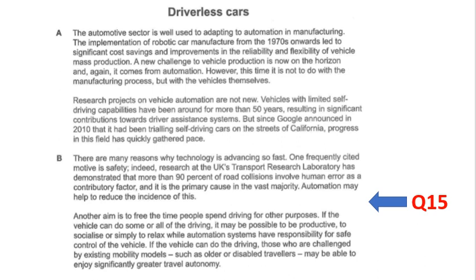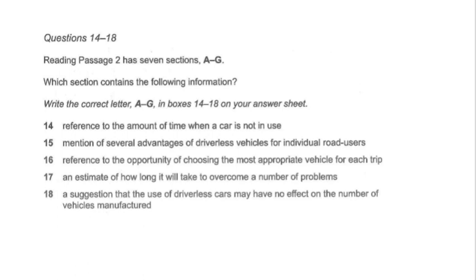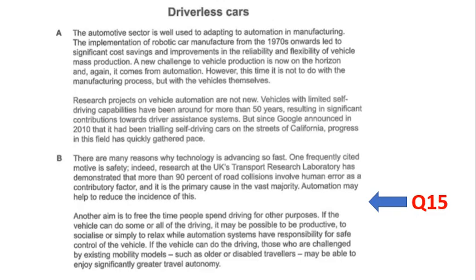A new challenge to vehicle production is now on the horizon, and again it comes from an automation. So it says that there are challenges and new challenges, but when we go back to the question that says about challenges here, 17th one, estimate of how long it will take to overcome the number of problems. They're not talking about problems, but they're asking us how long it will take to overcome these. So that is not given in this sentence.